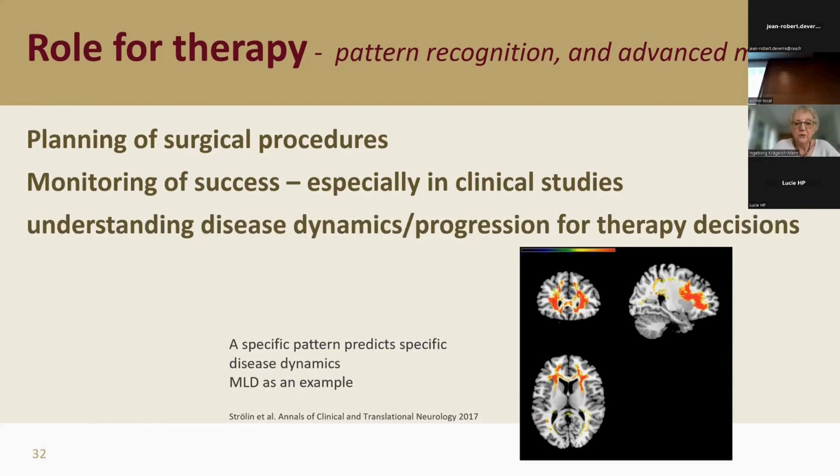And when it concerns understanding disease dynamics or progression for therapy, I gave you an example for Tay-Sachs. This is another one for MLD. Imaging can tell you, by indicating specific patterns, which predict specific disease dynamics. Here in MLD, the motor area is spared, which indicates a much slower progression than when the motor area is affected very early on.